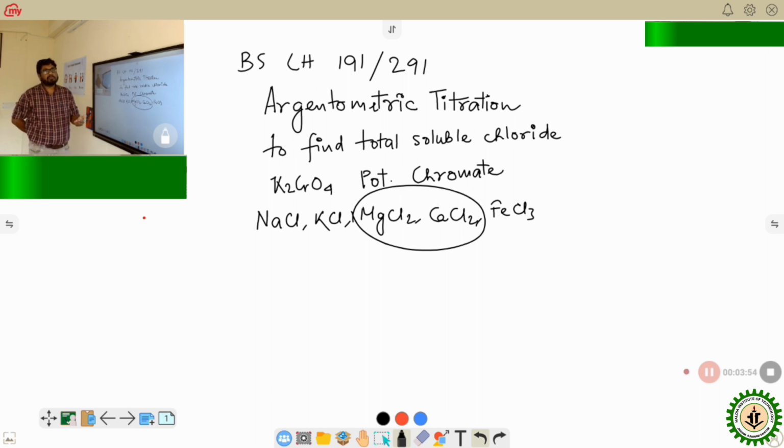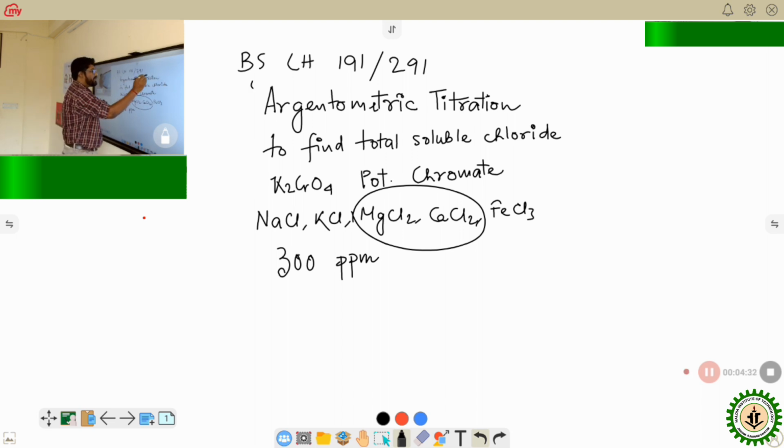Even I can give you a certain example, like more than 250 or 300 ppm. ppm stands for parts per million. So if I have more than that amount of chloride ion in a given water sample, then the taste is not good for that water. So obviously that water cannot be suitable for drinking. So that is why we need to know these things, and why we are calling it Argentometric titration.